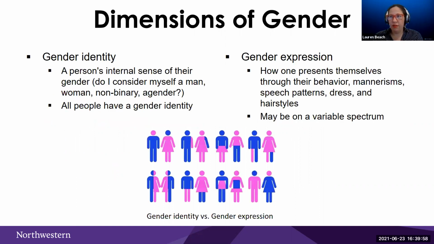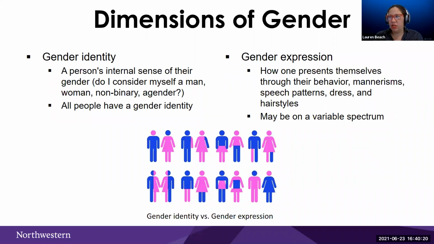Then next up, we have gender. So there are at least two different components of gender that we're going to talk about in this course, and they include gender identity and gender expression. So gender identity has to do, as it says, with people's sense of their gender. Do they consider themselves a man, a woman, non-binary, agender, another gender?